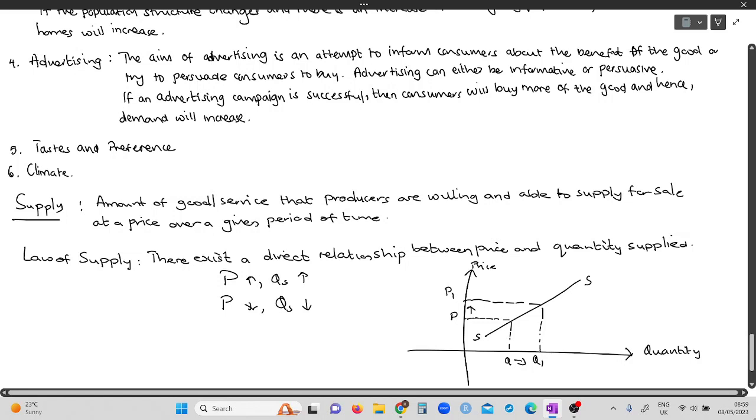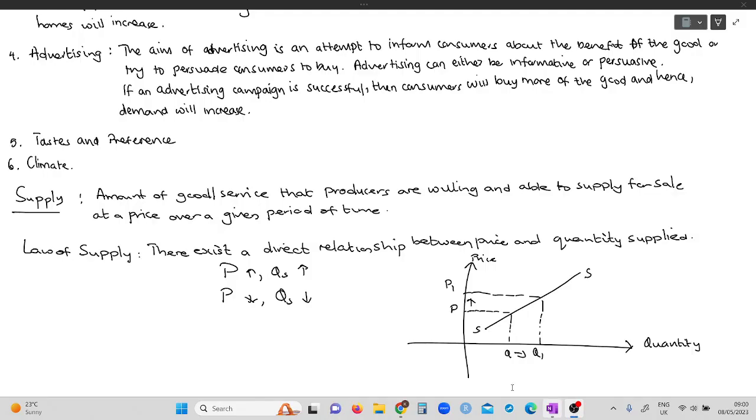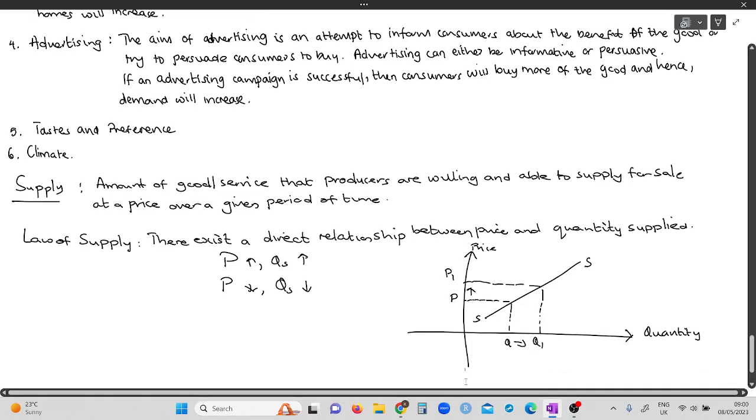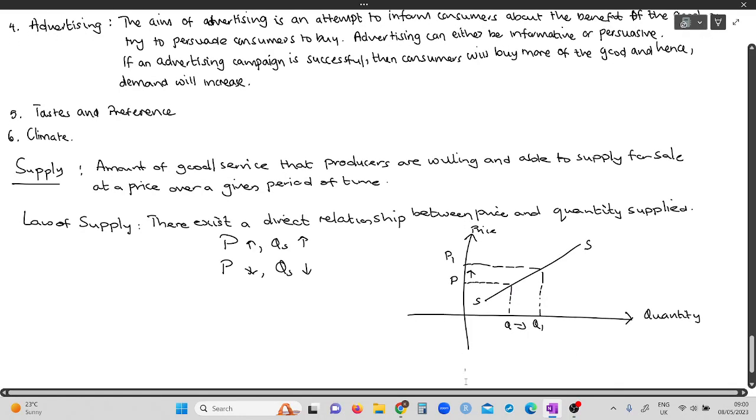So likewise, whenever there are changes in prices, there will be a movement along the supply curve, just like we did for demand. Okay, so take that down, and then we continue. Okay, take the screenshot and then we move on.